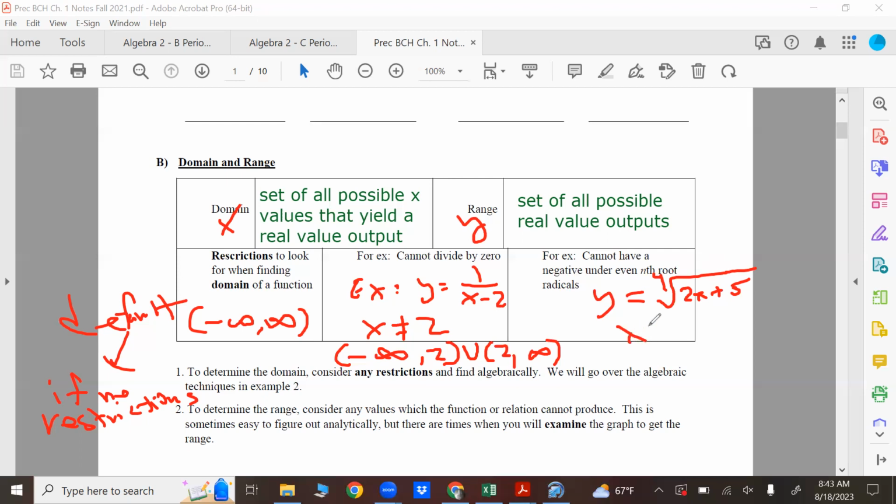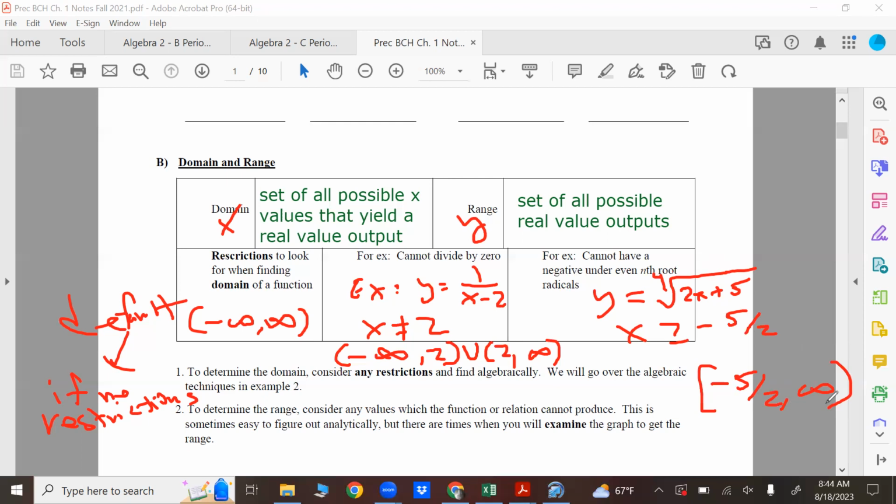Exactly right. So x has to be greater than or equal to -5 halves, because -5 halves makes the inside of that 0, but we need to keep that inside positive or non-negative, because 0 is okay. So then we would say this, -5 halves to infinity. That's how I'd say my domain there.